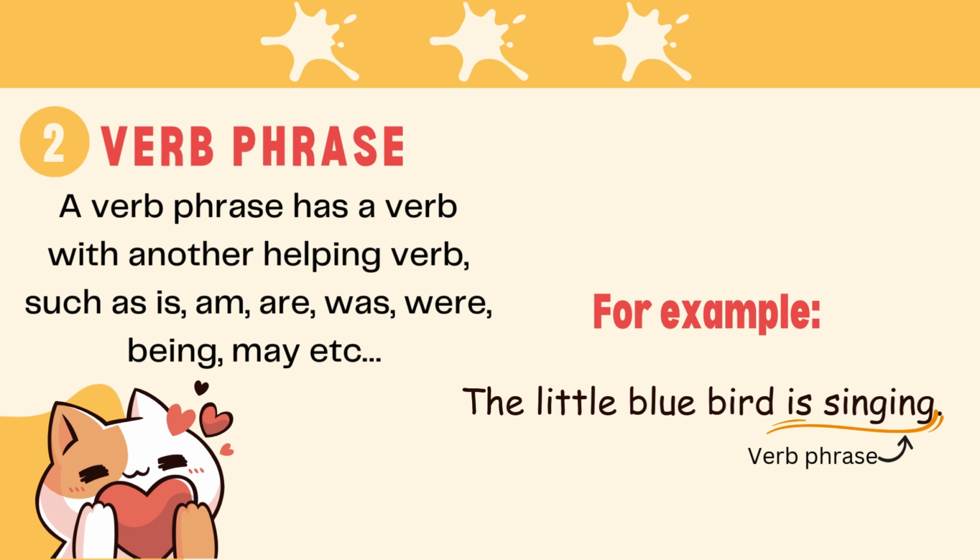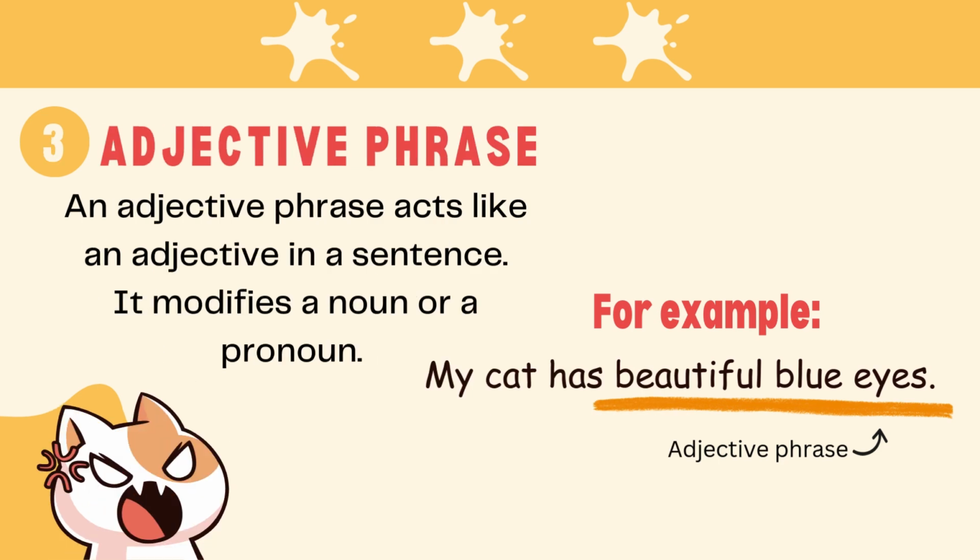Verb phrase. A verb phrase has a verb in it with another helping verb, such as is, am, are, was, were, being, may, etc. Let's use the previous example. The little blue bird is singing. Is singing is the verb phrase, since is is the helping verb. Is it clear? Okay, let's move to adjective phrase.